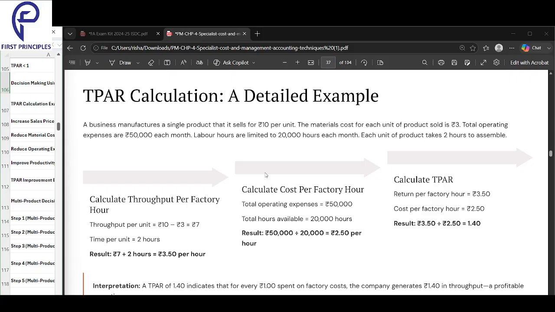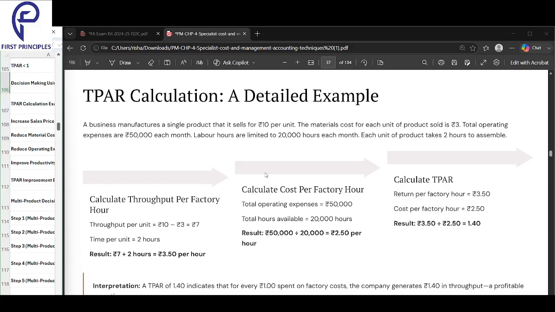The total operating expenses are 50,000 each month. This is your operating expenses. We have to make sure that our throughput is greater than our operating expenses. If our throughput is not greater than our operating expenses, then it's a problem. Labor hours are limited to 20,000. This is your limitation, 20,000 hours each month.